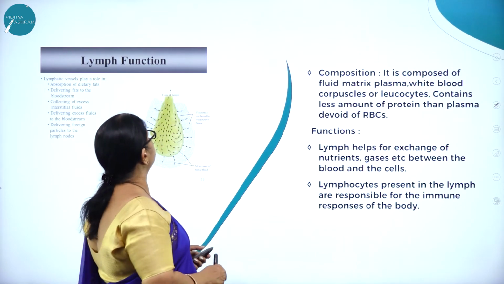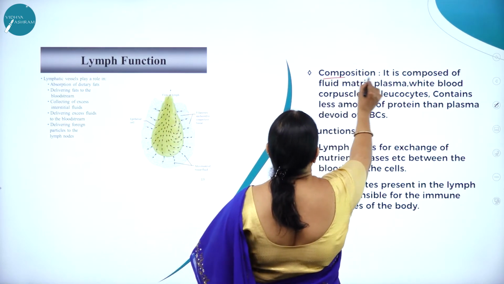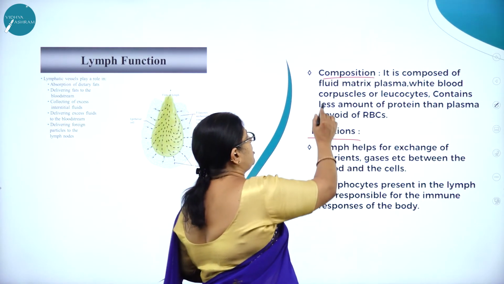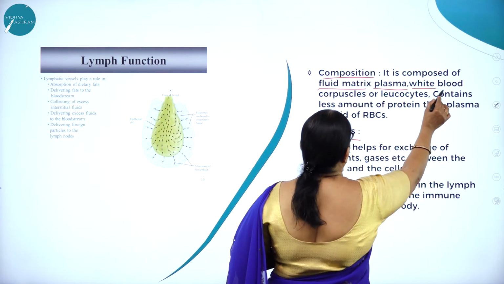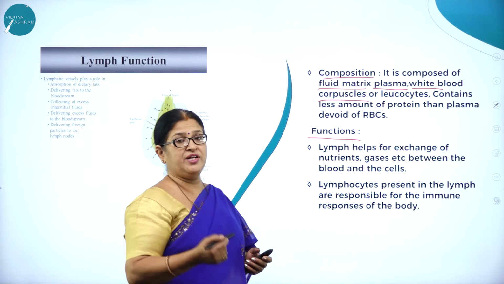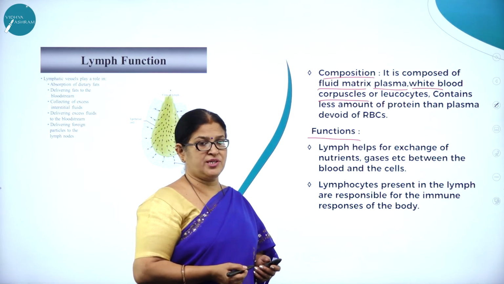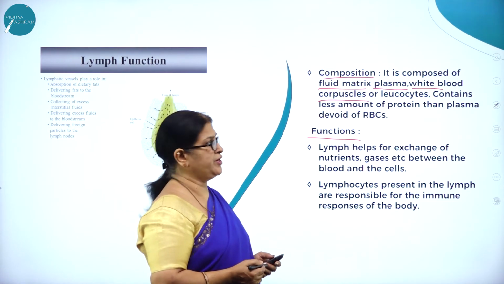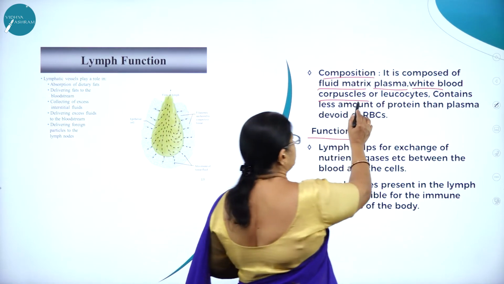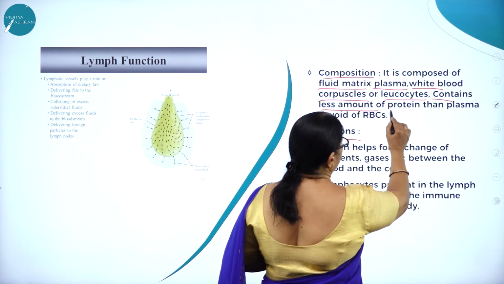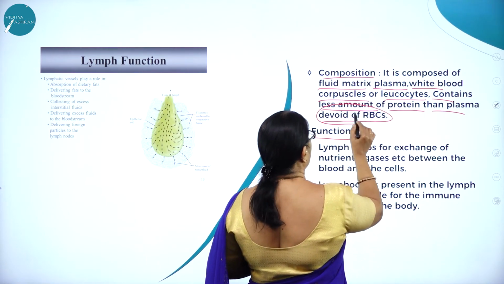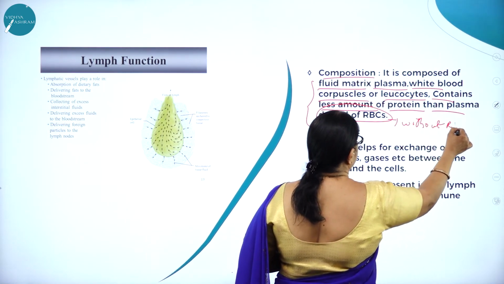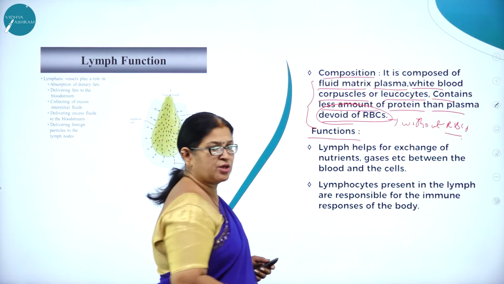So moving on to the composition. What is the composition of the lymph and the functions of the lymph? Composition: it is composed of fluid matrix called plasma and white blood corpuscles. That is why I said even lymphocytes defend our body from disease-causing organisms and act as WBCs. It is composed of fluid matrix called plasma, white blood corpuscles or leukocytes, contains less amount of protein than plasma, and it is devoid of RBCs. What do you mean by devoid of RBCs? Without RBCs.